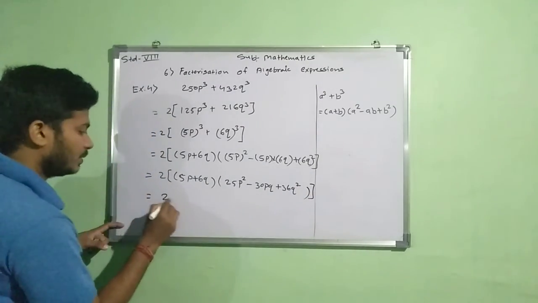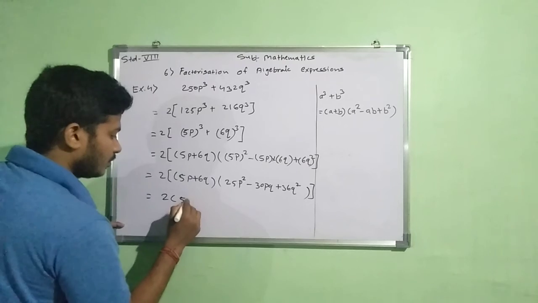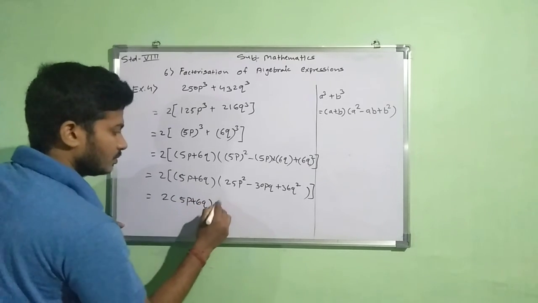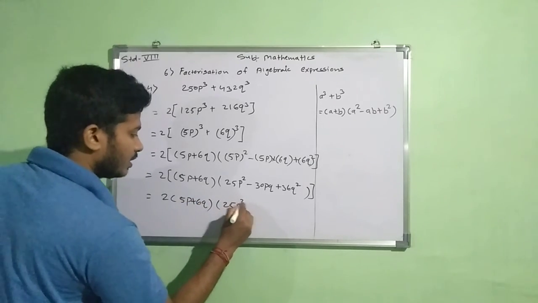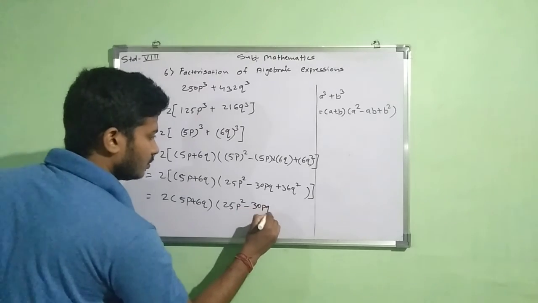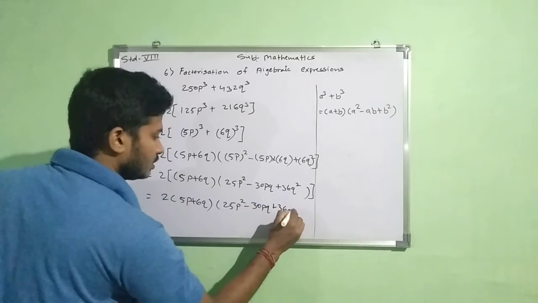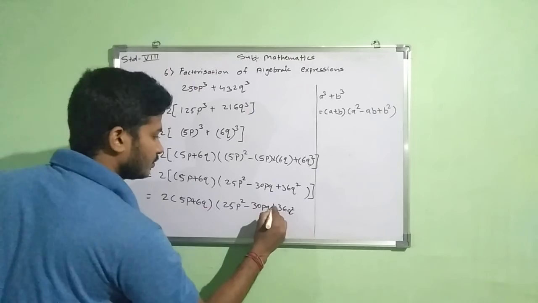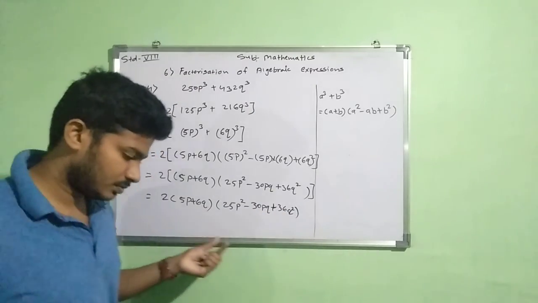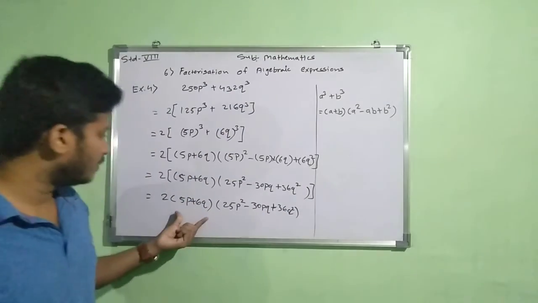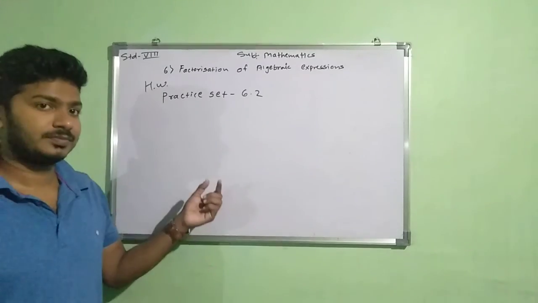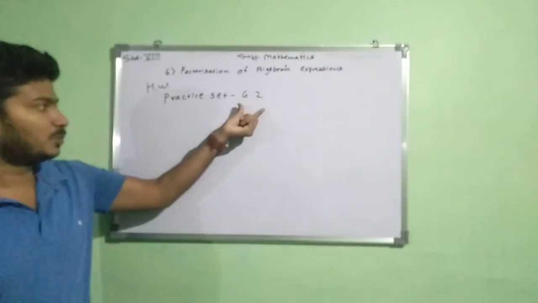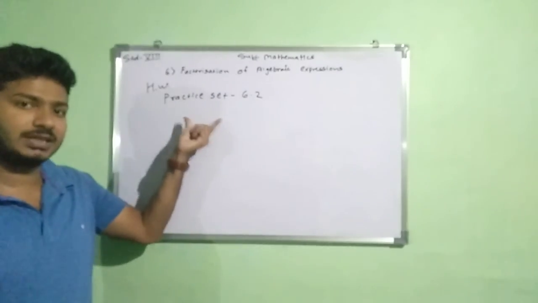So the final answer will be 2 outside the bracket, (5p plus 6q) and (25p square minus 30pq plus 36q square). So that will be our final answer. Now practice 6.2 will be your homework, and I will send the questions in our group. Okay, thank you.